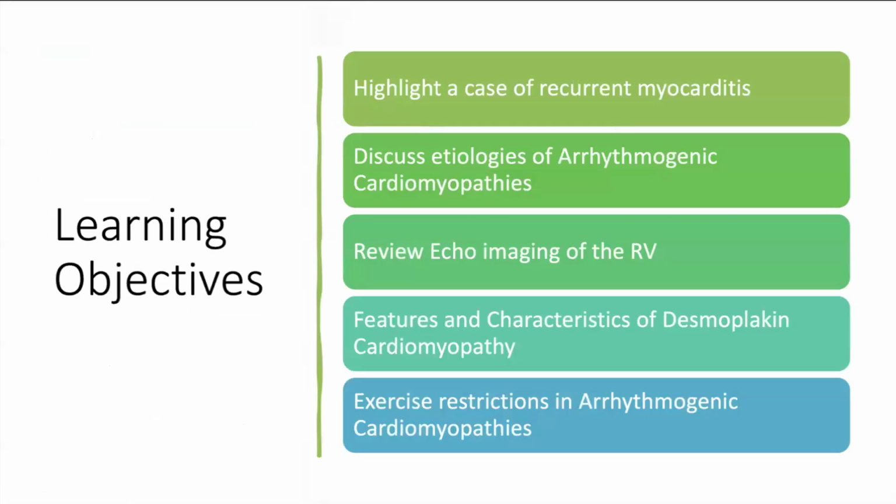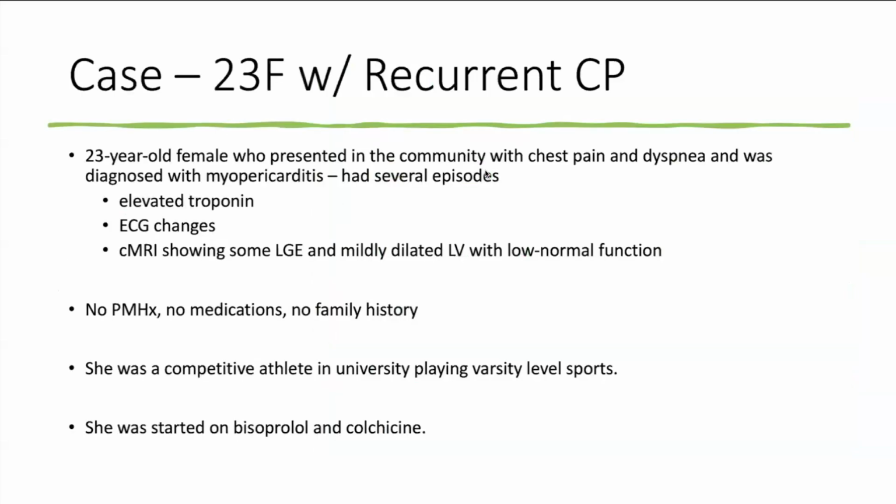So to briefly discuss the learning objectives for today, we're going to highlight a case of recurrent myocarditis. We'll discuss some etiologies of arrhythmogenic cardiomyopathies. We'll review echo imaging of the RV, and then talk a little bit about features and characteristics of Desmoplakin cardiomyopathy and exercise restrictions in cardiomyopathies. So without further ado, we'll start with the case.